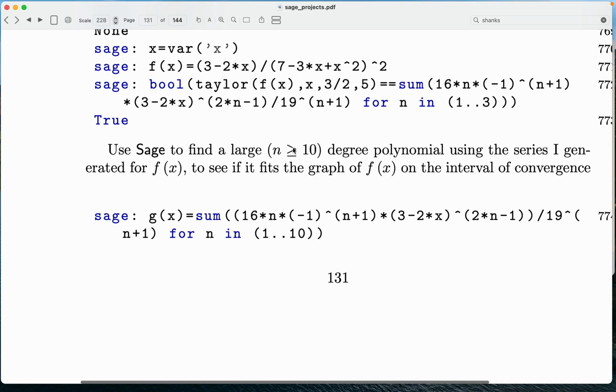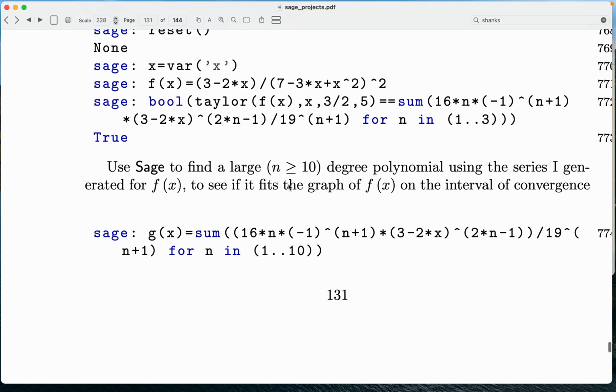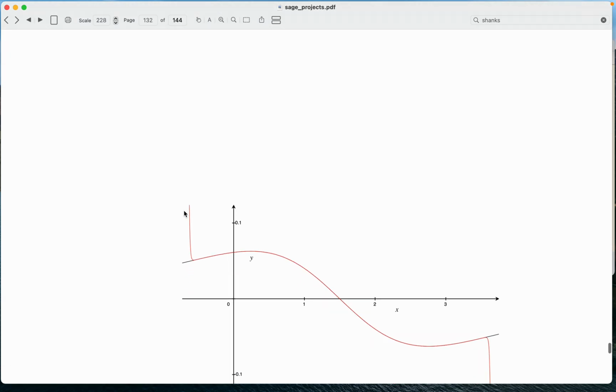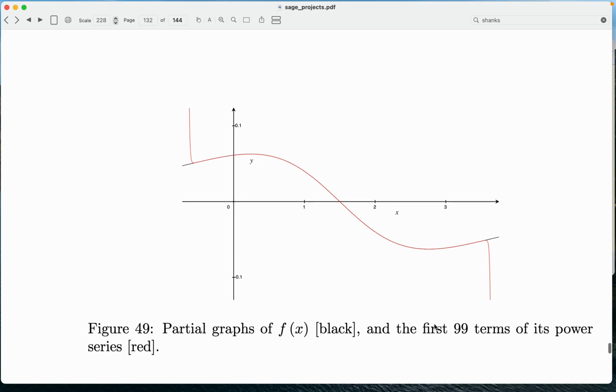Let's say I wanted to go not to 5, but to 10. I can do that, and I type that code in here for you. Oh, by the way, this graph over here is 99 terms, and I'm using Grapher to do that.